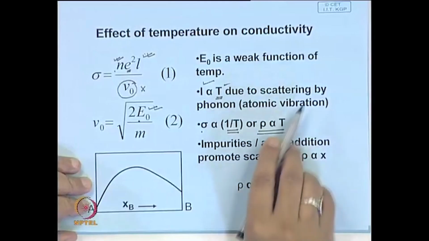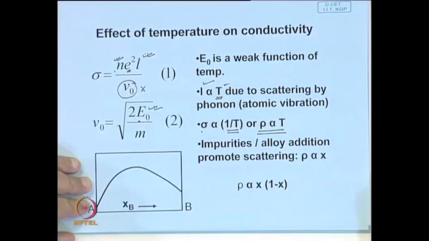So, in most metals, the resistivity increases with temperature, and this linear dependence holds at high temperature; except at a very low temperature, it deviates from linearity, but by and large resistivity is a linear function of temperature. Therefore, resistance of metallic wires is often used as a temperature measuring device.